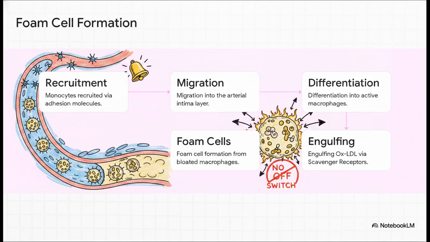But as they attempt to engulf the dangerous oxidized LDL, they use specific scavenger receptors on their surface, mainly SRA and CD36. So the crucial point is that unlike normal cholesterol receptors, these scavenger receptors are completely unregulated. The macrophage literally has no off switch. It's just going to endlessly engulf the oxidized LDL until it becomes absolutely engorged with lipid droplets, transforming into a toxic, bloated foam cell. And these foam cells, they are the primary driver of plaque growth.